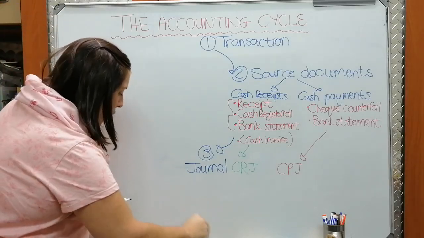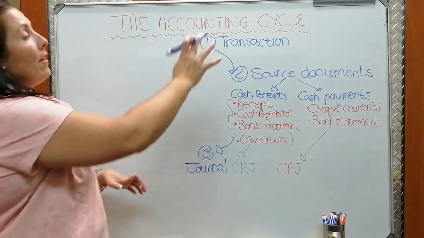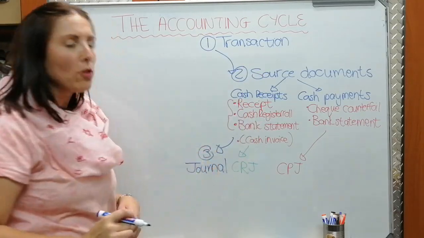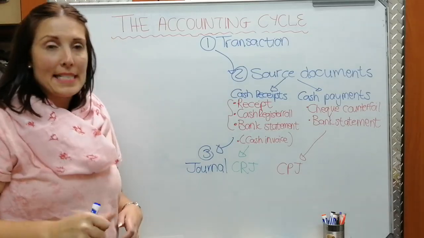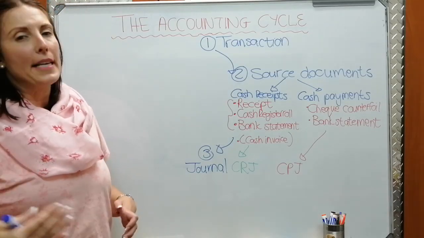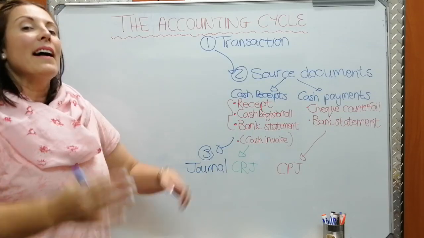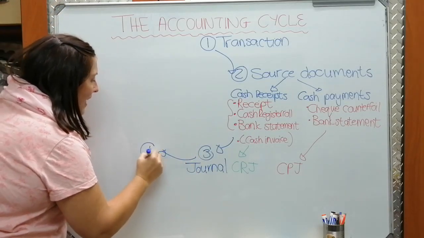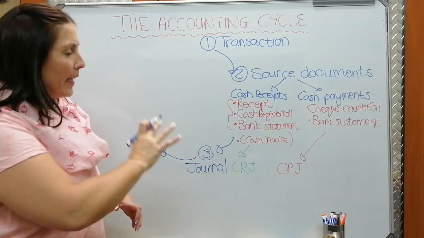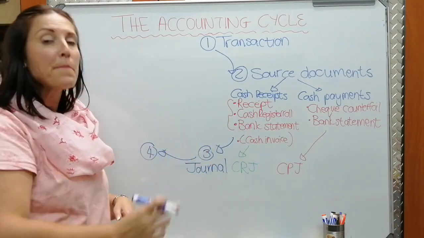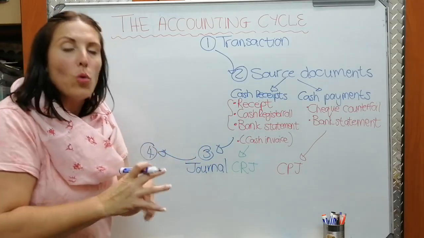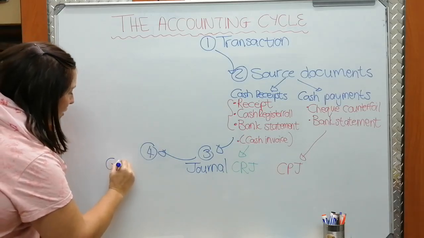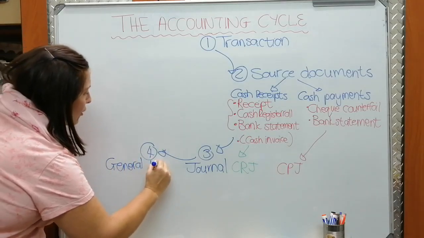Right, the recording of the transactions from the source document into our journals is done on a daily basis. Actually, as the transactions take place, we record them in our journals. Come the end of the month, we're going to move on to step 4. And that is when we take all the information in the journals, the CRJ and CPJ, and we compress or summarize them, and we send it to or post it to the general ledger.